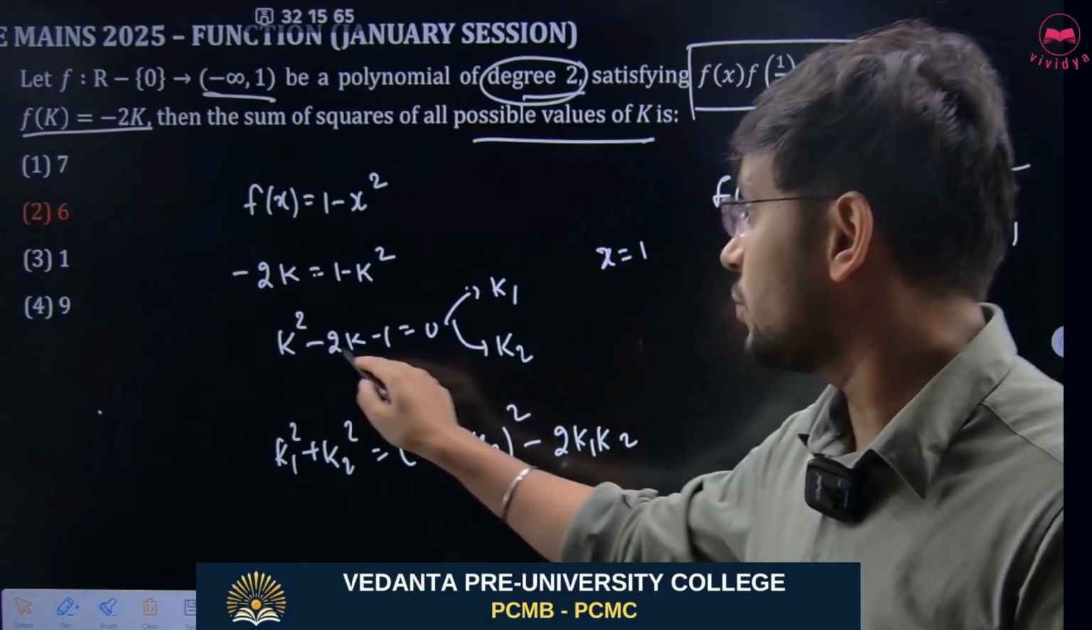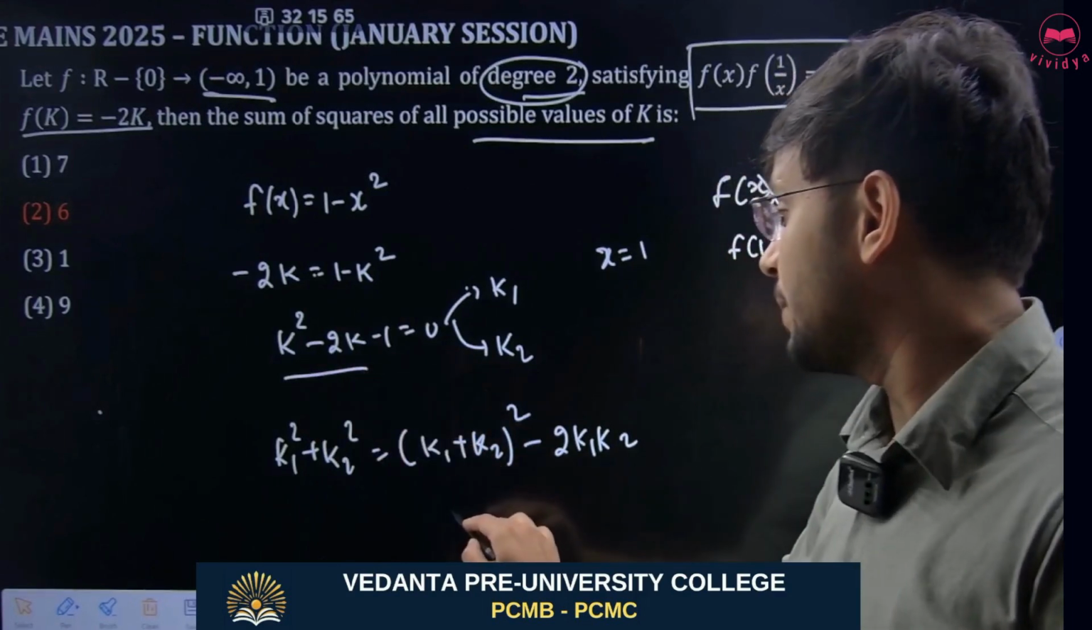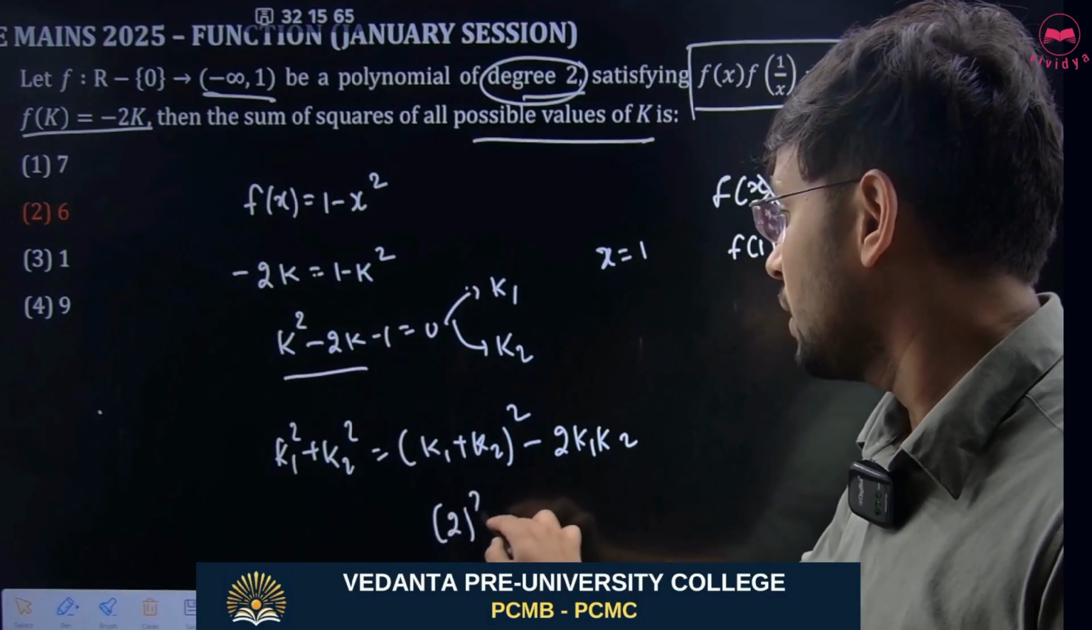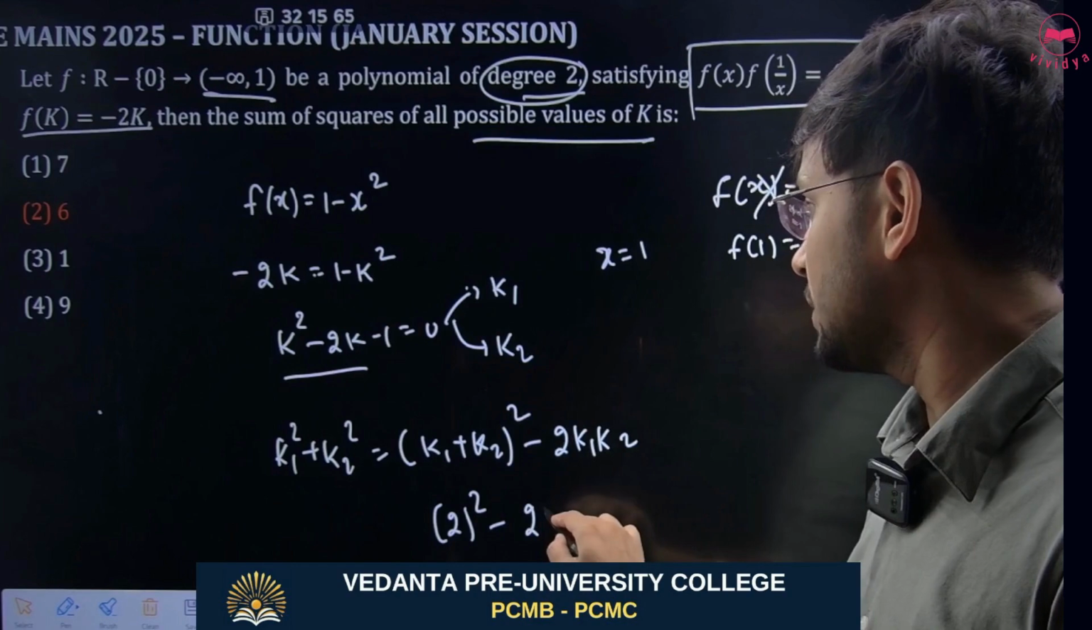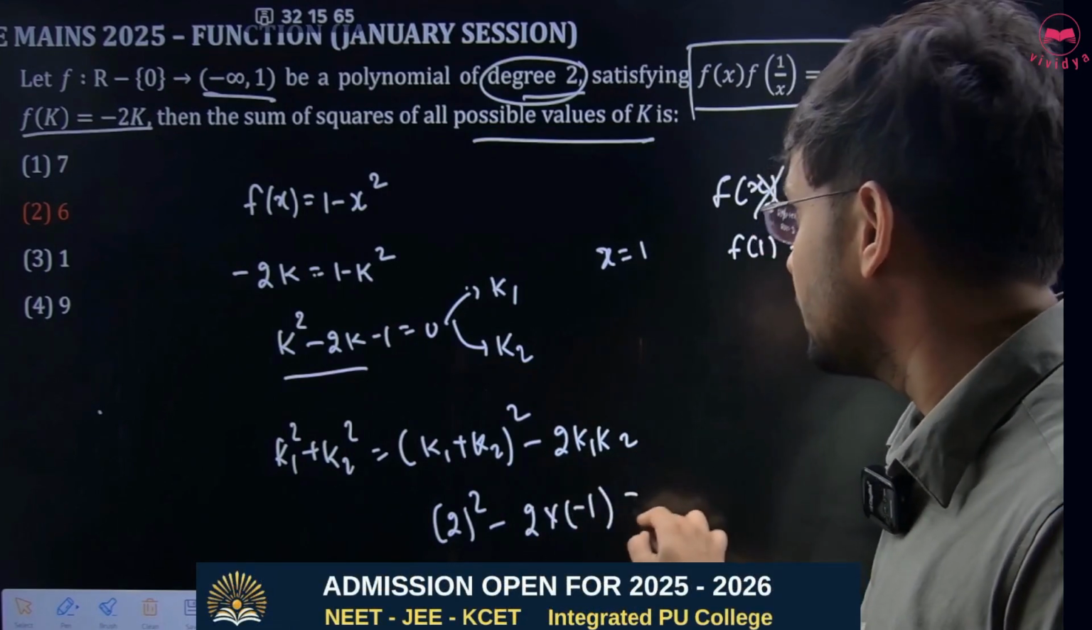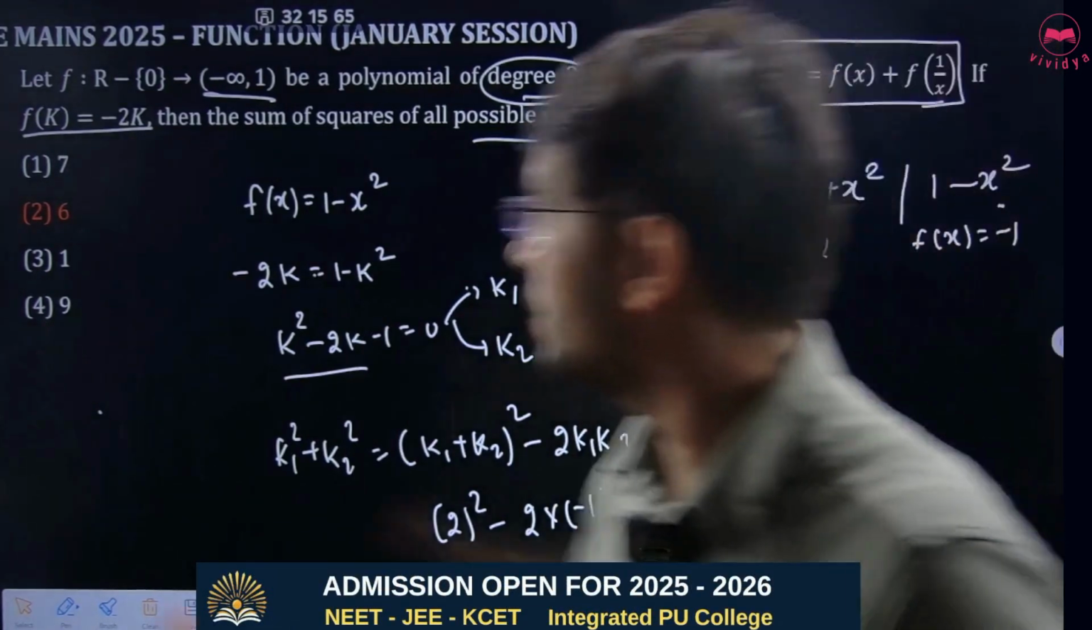Since this is a quadratic, k1 plus k2 will be minus b by a, so 2, whole square, and k1 k2 is c by a. So c is minus 1. So the answer will be 6. The correct answer will be 6.